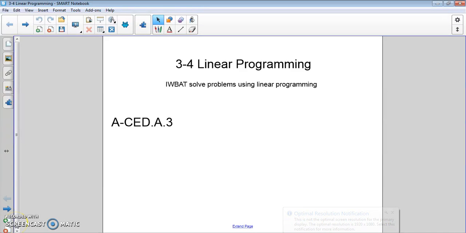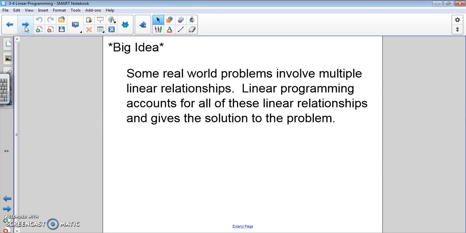Guys, today we're going to do section 3-4, linear programming. So we will be able to solve problems using linear programming. The big idea: some real-world problems involve multiple linear relationships. Linear programming accounts for all of these linear relationships and gives the solution to the problem.